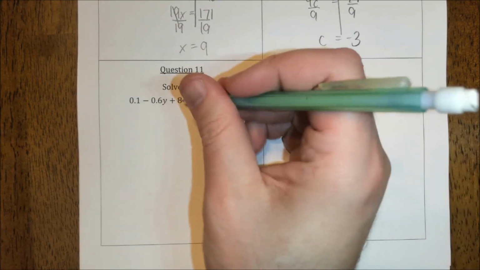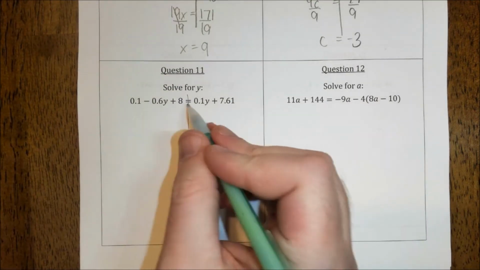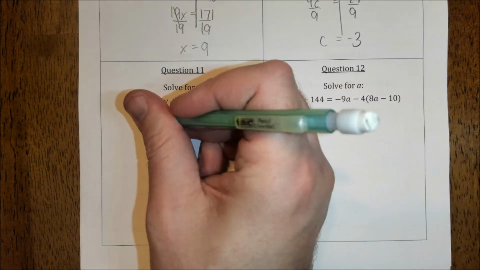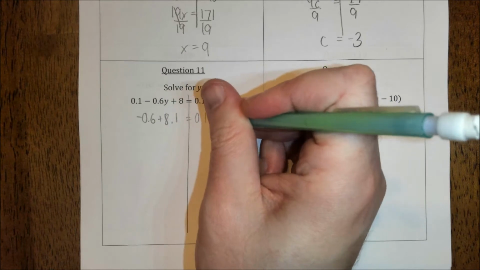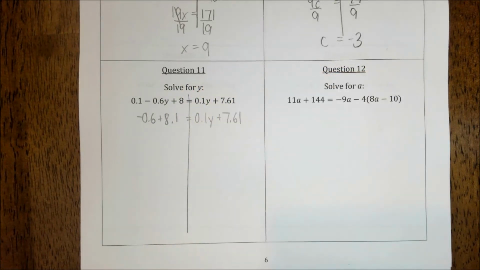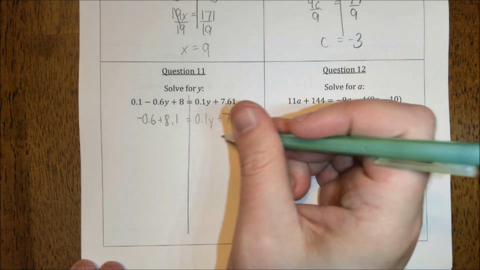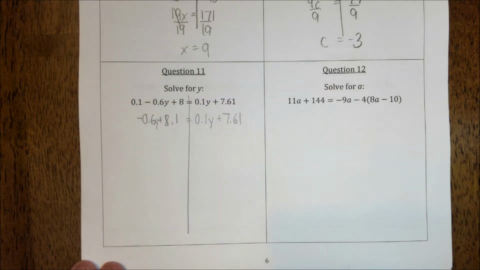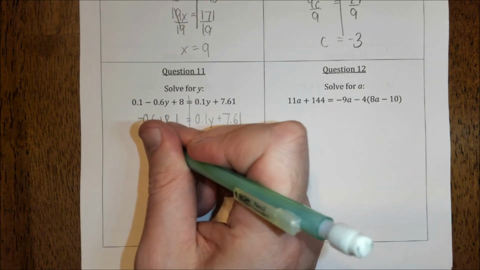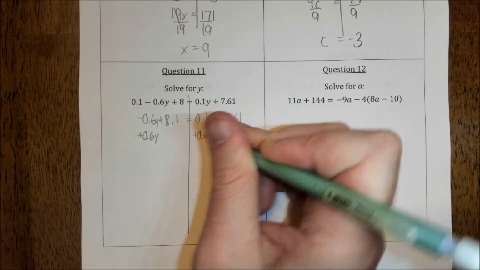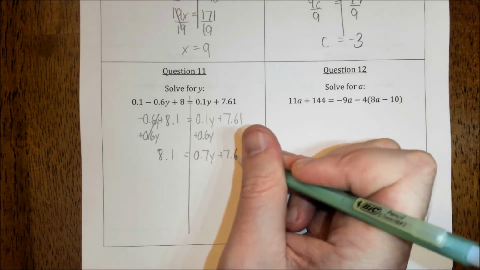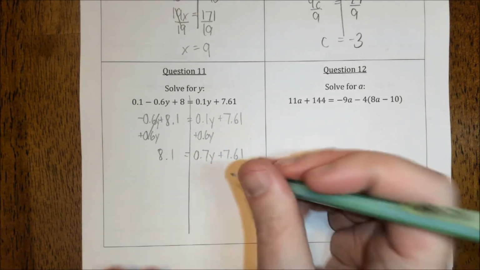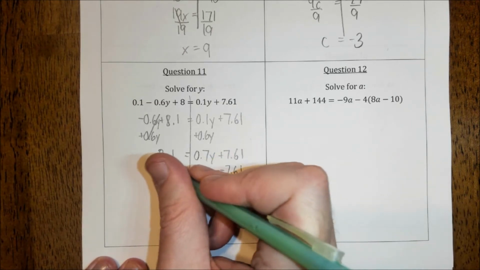Question 11. Let's start by combining like terms. Over here we have 8 and 0.1, so that's going to be positive 8.1. When you have variables on both sides, you want to move the smaller one, that avoids negatives. So let's do, sorry, there should be a y there. Let's do plus 0.06y to both sides. That'll cancel that. We'll be left with 8.1 equals 0.7y plus 7.61. Now we got to get everything away from this y, so let's do minus 7.61 to both sides.